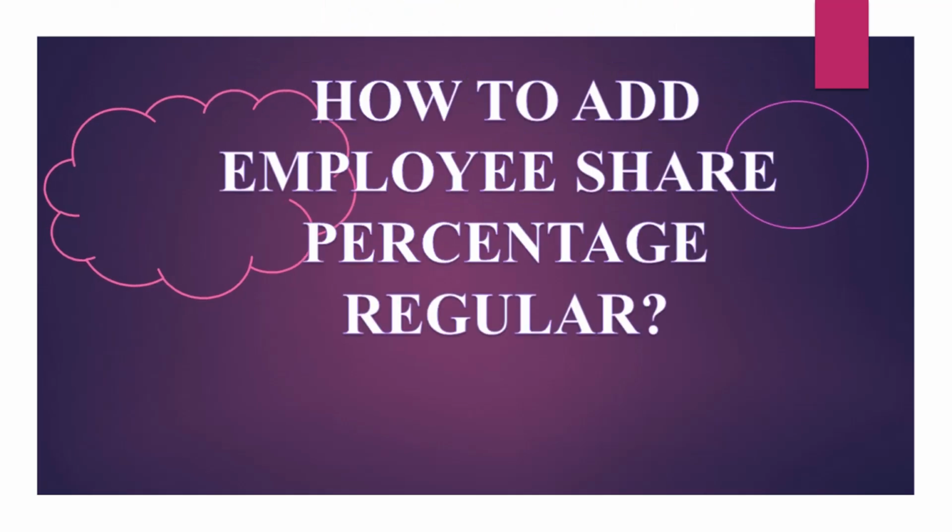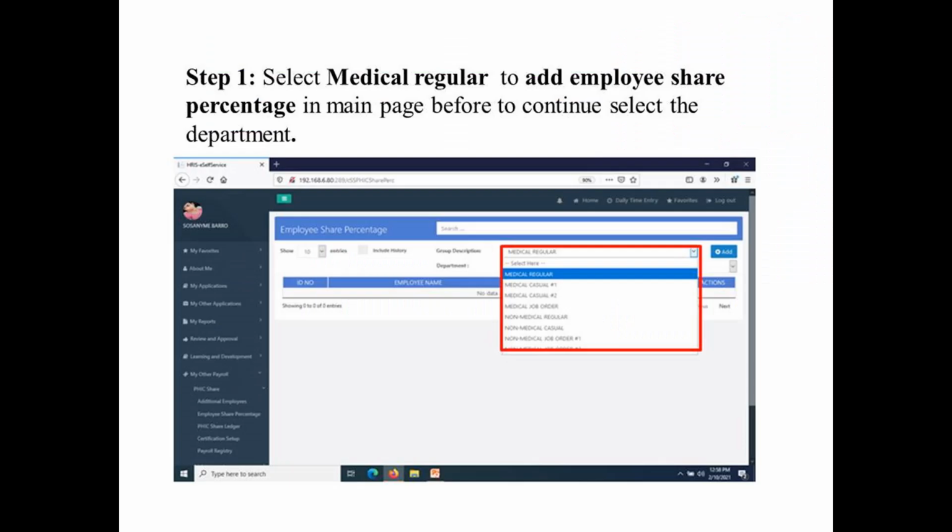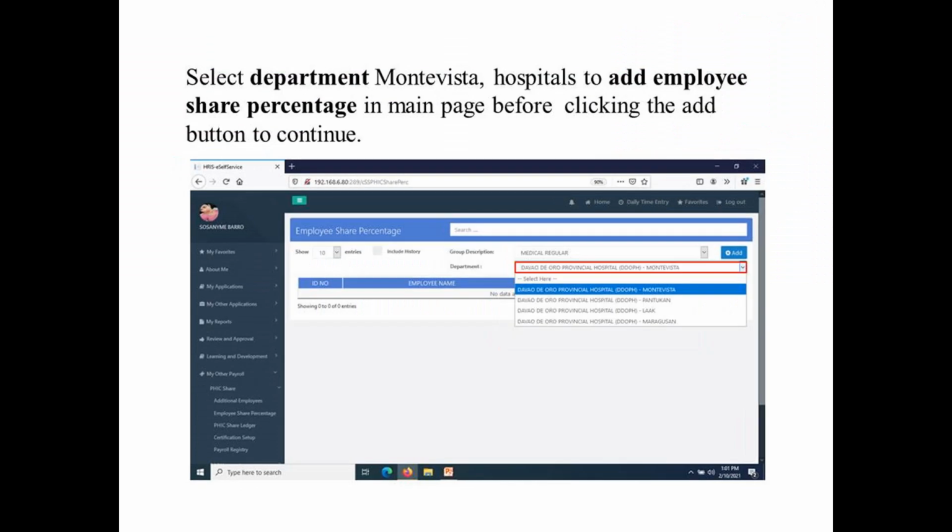How to add employee share percentage, regular. Step 1. Select medical regular to add employee share percentage. On the main page, before continuing, select the department. To continue, select department Monte Vista Hospitals to add employee share percentage. On the main page, before clicking the Add button to continue.